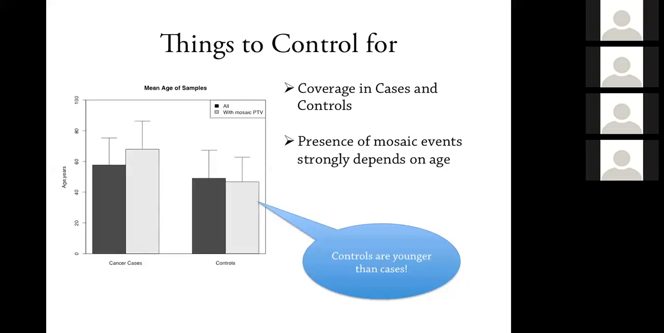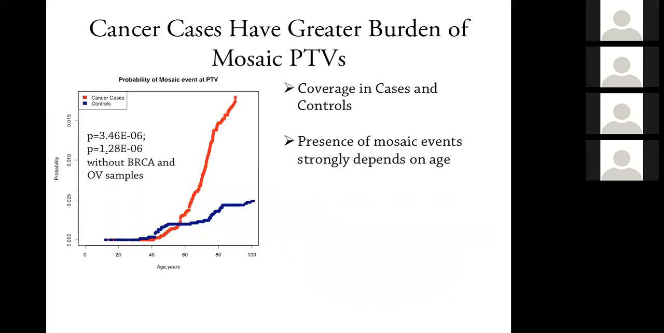And thus we controlled for the age of the cancer and the control samples. Well, there is a certain discrepancy. The controls are fairly old also, but on average, the cancer cases would be slightly older. So we needed to adjust our null hypothesis about the distribution of the mosaic events between the cases and controls. And that's how this plot would look.